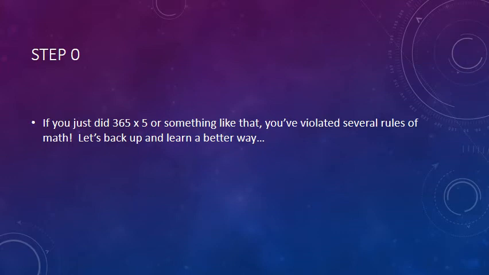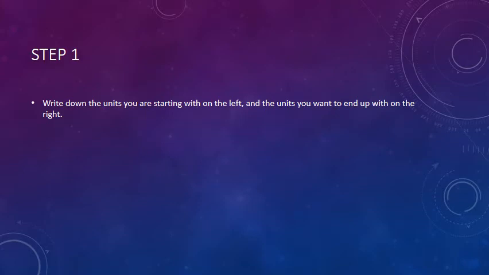All right, so step 1, write down the units you are starting with on the left of your paper and the units you want to end up with on the right. So in this case, we started with years, right, 5 years, and we wanted to end with days. So we've got kind of a path from start to end, from years to days, that we're trying to make.